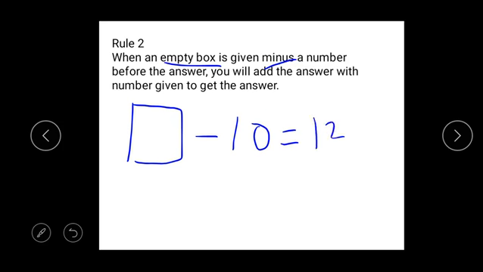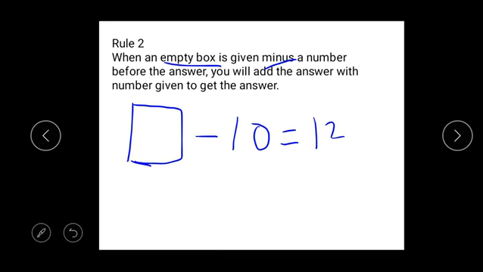12 is the answer. How are you going to get this empty box? You are going to get it by adding the answer with the given number. So you add these two numbers together to get the missing number in the box. That's how to do it when you have the empty box in front, meaning it is the first thing you will see before the numbers.